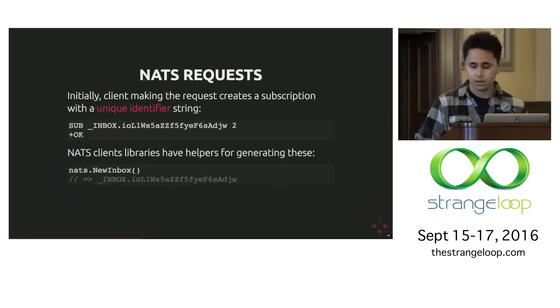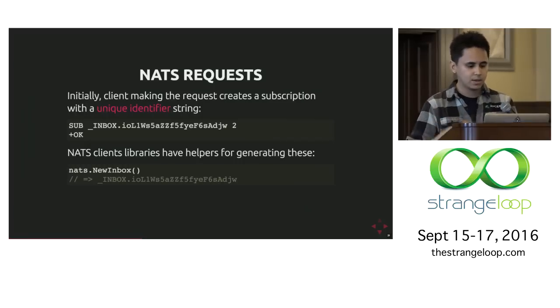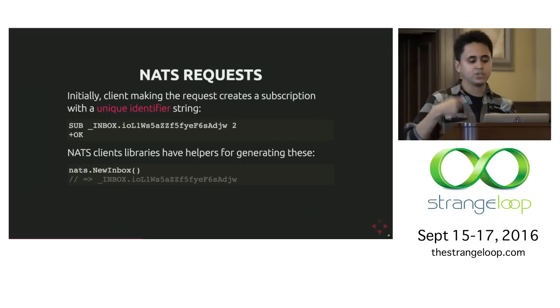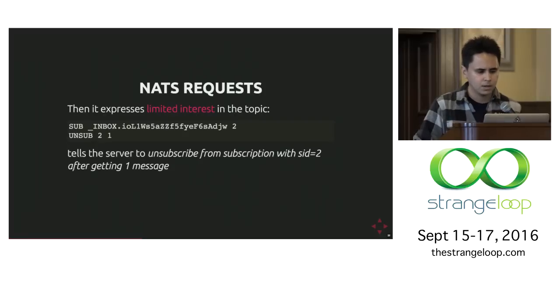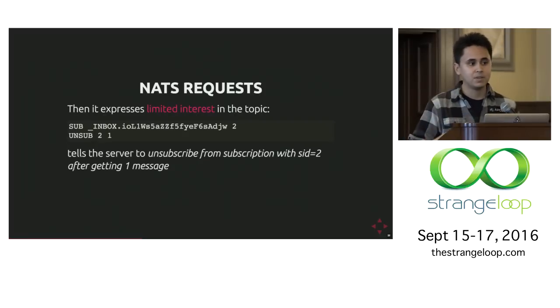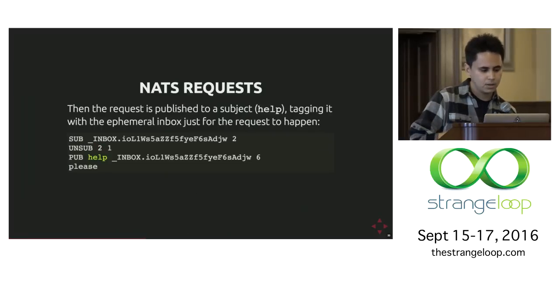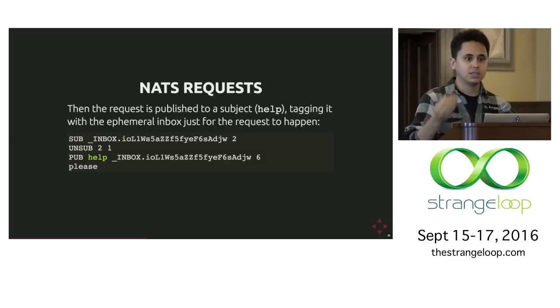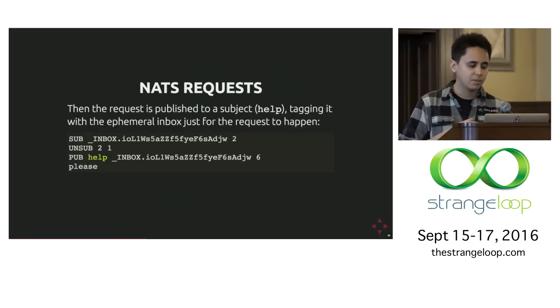But this is how you can use it. For example, in the Go API, this will give you a unique inbox you can use, and then express to the server that you're interested in this subject, giving an ID. Then we tell the server that we have limited interest in this topic, and we only want to receive a single message on this subscription that we have locally identified with the number 2. Then we move on to actually publishing the message. And here we're sending a message on the health subject, tagging it with this ephemeral inbox, and telling the server to read the next 5 bytes that we have.